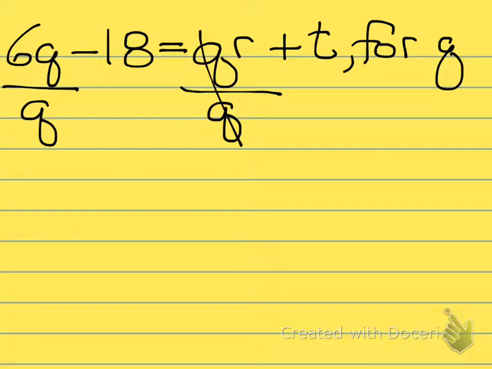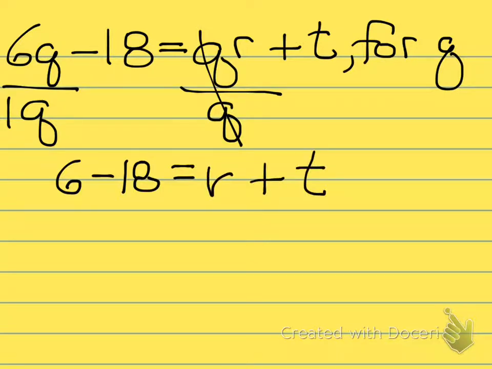So that I separate it from the r, and I'm going to get 6q over q, which is like 6q over 1q. It actually becomes just 6. So I have 6 minus 18 equals r plus t. And the 6 minus the 18 would give me negative 12 equals r plus t. And that is about as simplified as I can get it because the q's have canceled themselves out.